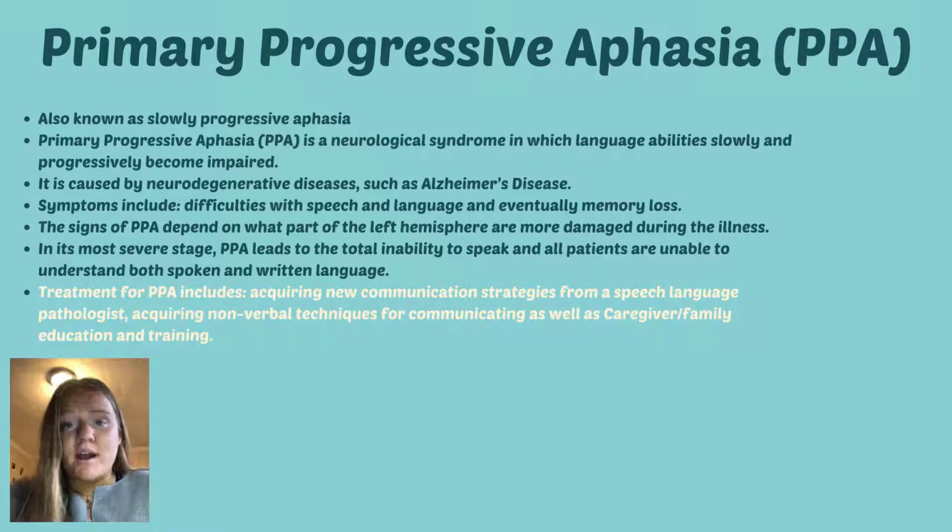So individuals with primary progressive aphasia have their language skills slowly and progressively become impaired and eventually have complete memory loss. And in its most severe stage, individuals with primary progressive aphasia lose the ability to speak and become unable to understand both spoken and written language.